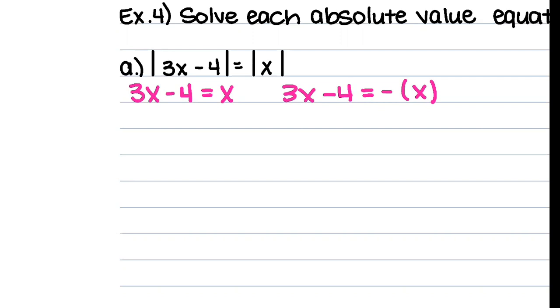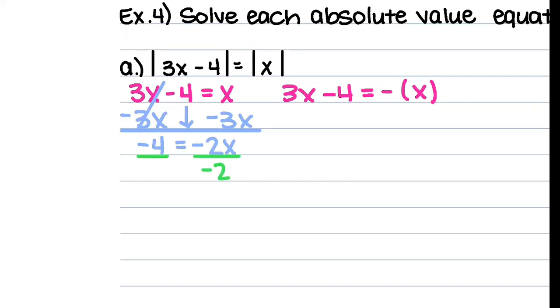From here, solve for x in both equations. Start with the one on the left. We are going to subtract the 3x from each side. This is going to leave us with negative 4 is equal to negative 2x. Then from here, divide each side by the negative 2. The negative 2's cancel. You have x is equal to a positive 2.